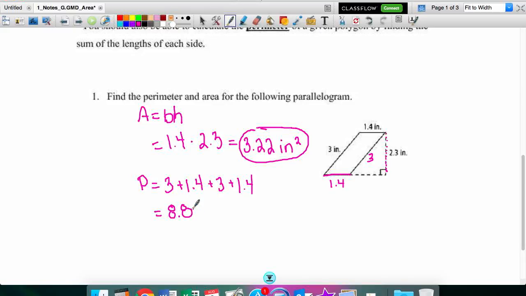Now, perimeter is a one-dimensional measurement, so its unit will also be one-dimensional. So the answer will be 8.8 inches, and that's our complete answer. You should always put units, even if they don't ask specifically, because it gives us more information. There's a huge difference between 8.8 inches and 8.8 miles.